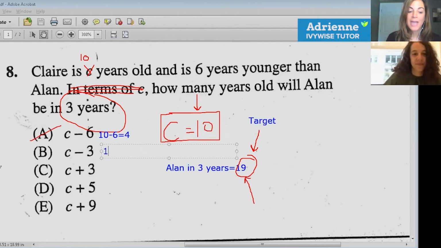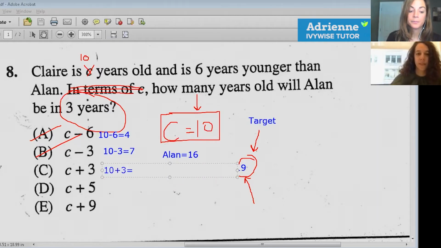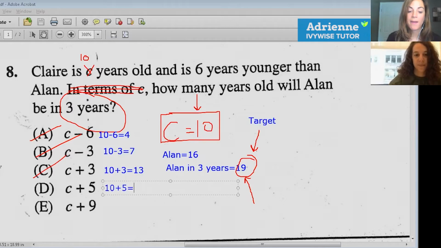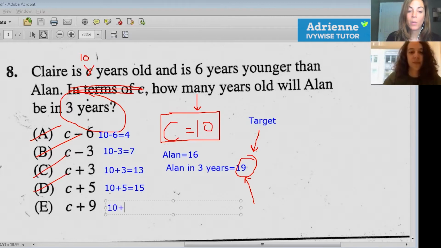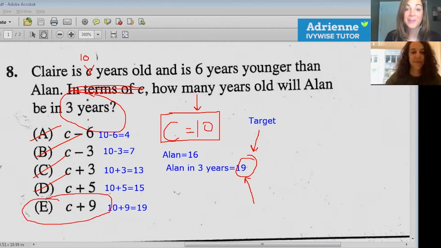Then I'm going to do 10 minus 3. What is 10 minus 3? 7. Good. That still doesn't equal our target, so we keep going. Then 10 plus 3. What do we get there? 13. Great. We're getting closer, but we're not there yet. Then 10 plus 5. What do we get there? 15. Great. Even closer. Finally, our last one, 10 plus 9. What do we get? 19. 19, and that matches our target perfectly, and this is going to be our final answer.